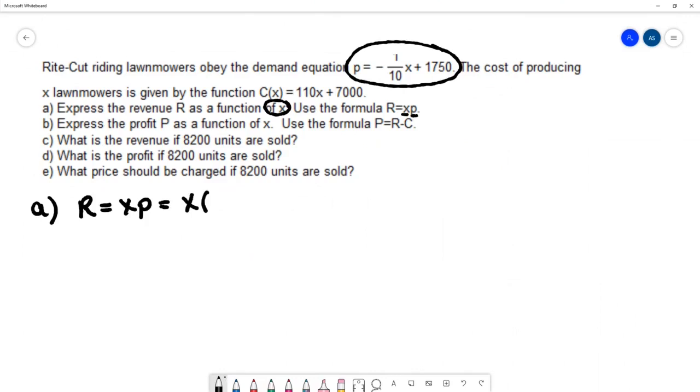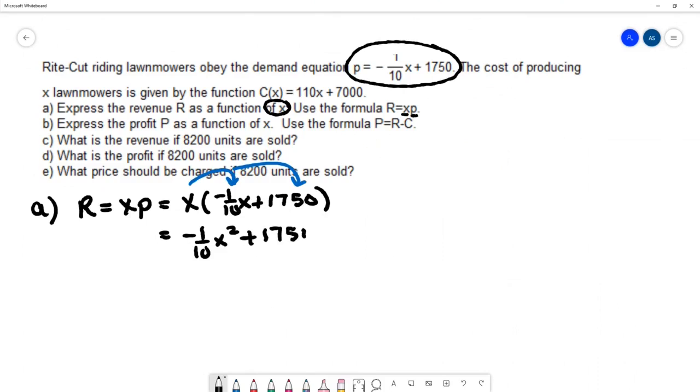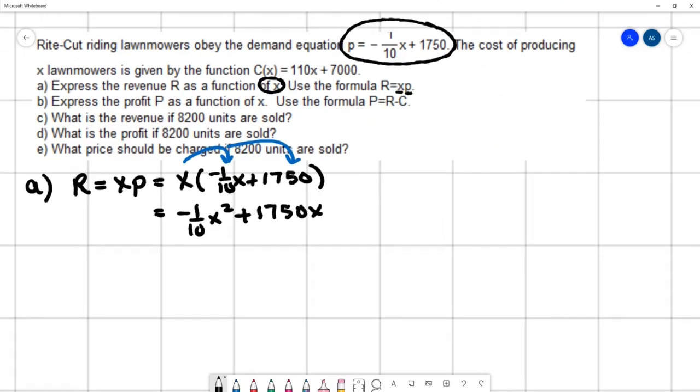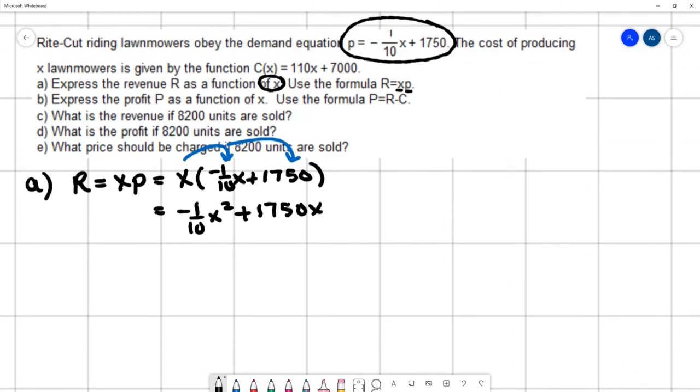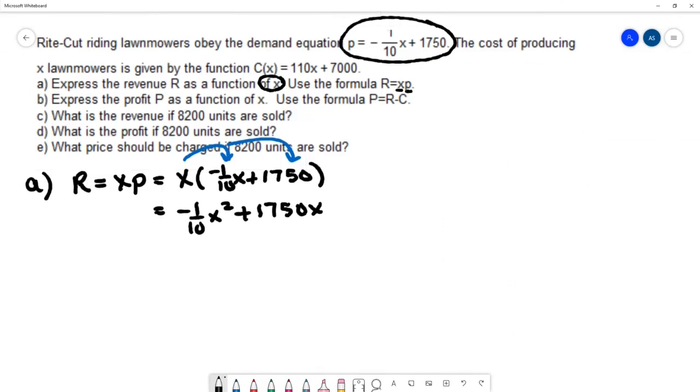We're going to do x times negative 1/10 x plus 1,750. We'll use the distributive property, distributing this x, and that will give negative 1/10 x squared plus 1,750x. So we have our revenue equation.